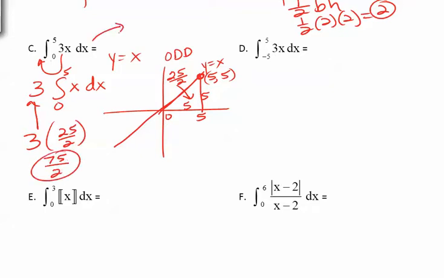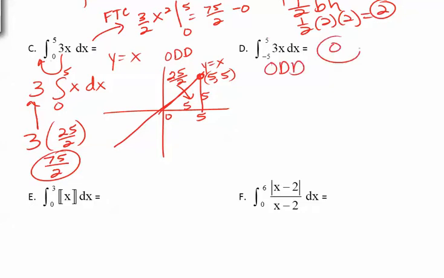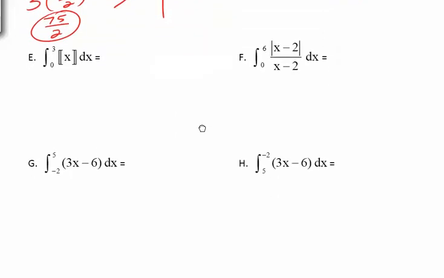Could you do the fundamental theorem? Of course you could. You could raise the exponent to 2 and divide by it, and then you could evaluate from 0 to 5. So putting 5 in there, there's your 75 halves minus 0. So of course the fundamental theorem also works. Letter D, if it goes from -5 to 5 and it's an odd function, don't stop to think about it. If you know it's an odd function, make sure you use that property.